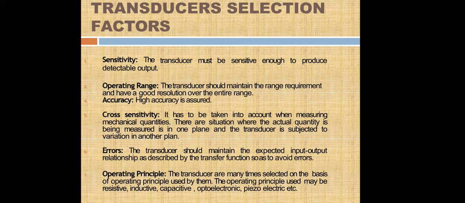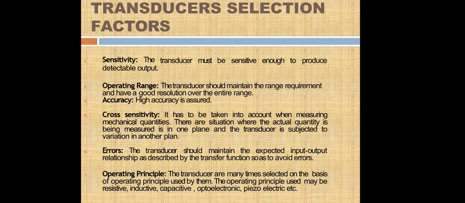Transducer selection factors. Sensitivity: the transducer must be sensitive enough to produce a detectable output. Operating range: the transducer should maintain the range requirement and have good resolution over the entire range. Accuracy: high accuracy is assumed. Cross sensitivity: it has to be taken into account when measuring mechanical quantities.